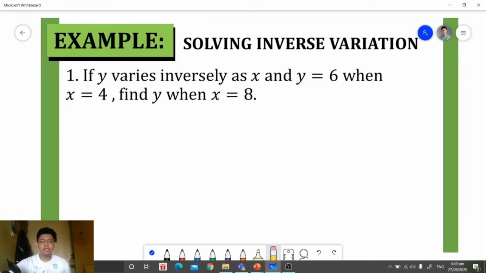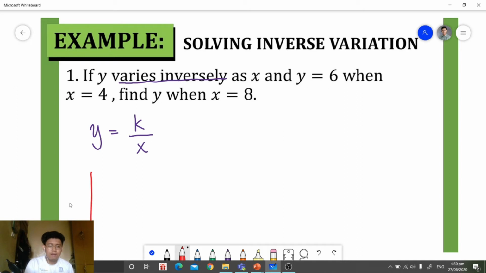Let's have an example. If y varies inversely as x and y is equal to 6 when x is equal to 4, find y when x is equal to 8. The first thing we can observe here is the use of the words varies inversely. So we're going to have our equation: y, our dependent variable, is equal to our constant of variation over our independent variable, which is x.